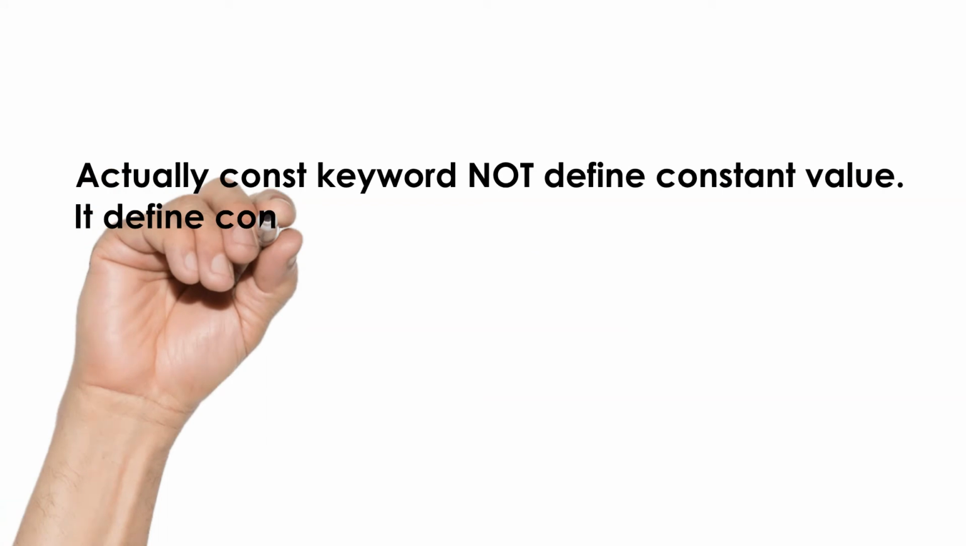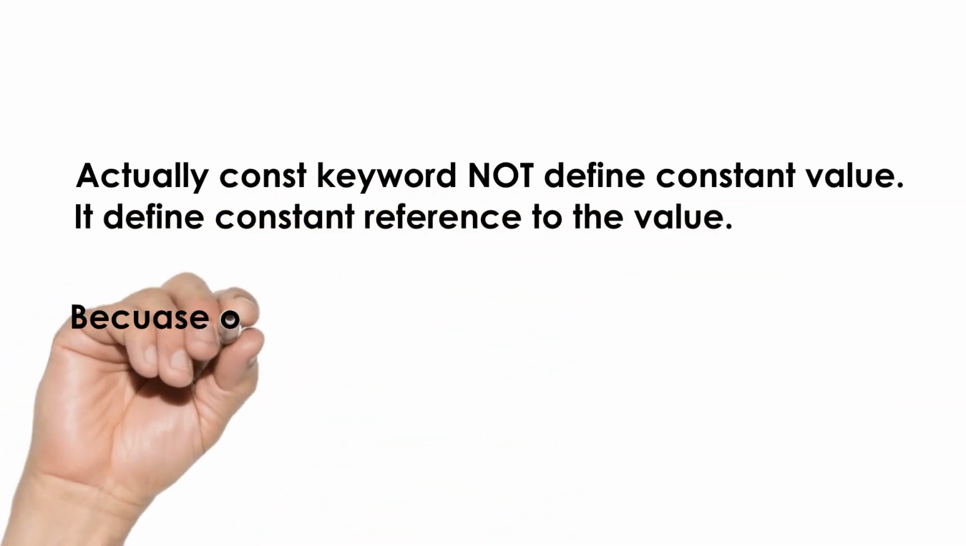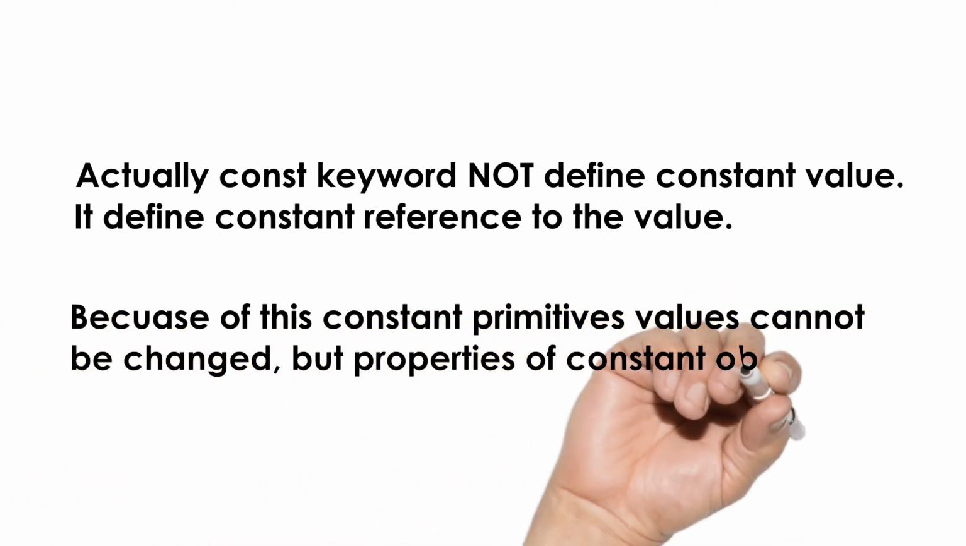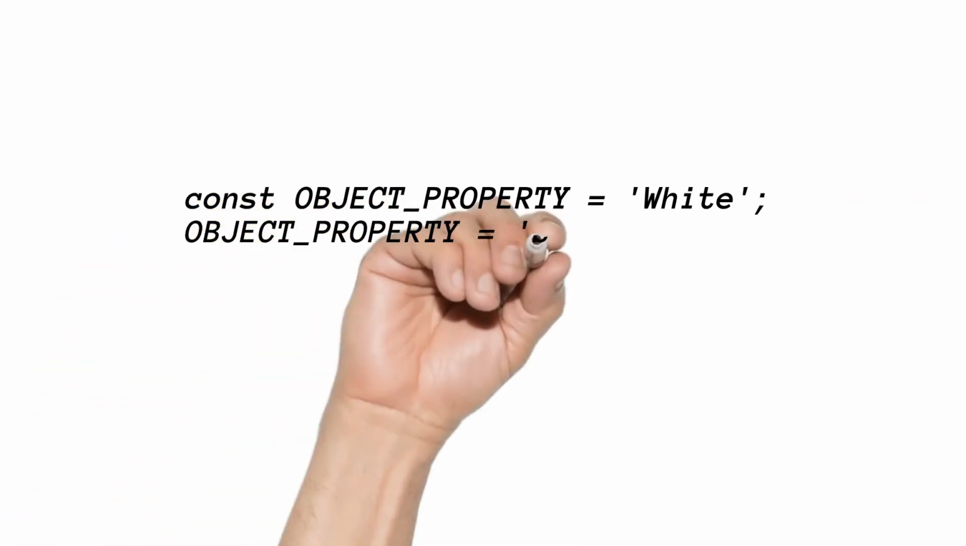There is some misunderstanding about the const keyword. Actually, the const keyword does not define constant values, but it defines a constant reference to the value. Because of this, constant primitive values are not changed once defined, but the properties of a constant object can be changed. Let's see it by example.